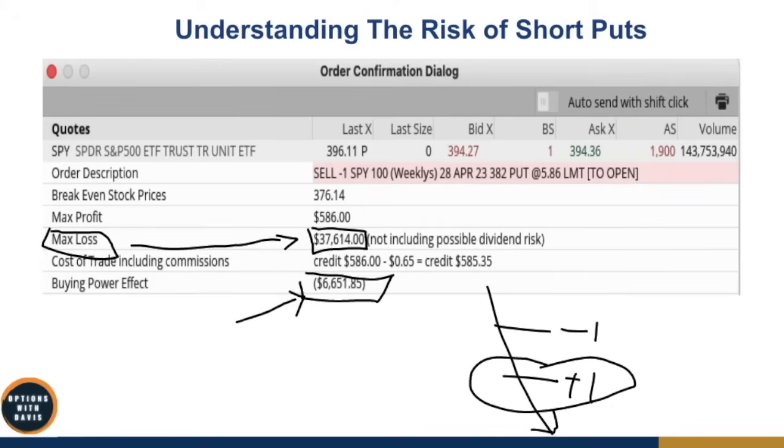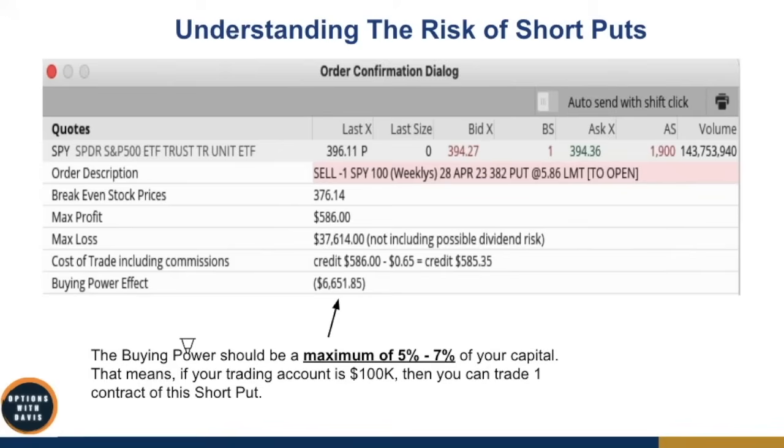Because remember, when you are putting on any of the trades, you need to have your capital allocated. So the buying power should be a maximum of 5 to 7% of your capital. That means if your trading account is $100,000, you can only trade one contract of this short put.